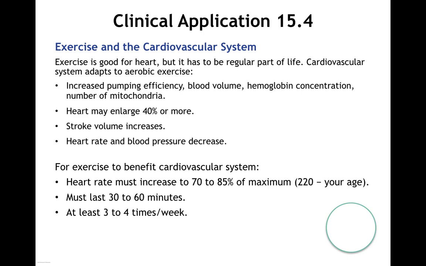In order for exercise to be beneficial, the heart rate should be 70 to 85% of the maximum, quickly figured out by taking 220 and minusing your age. It has to last 30 to 60 minutes, and it should be done 3 to 4 times a week.